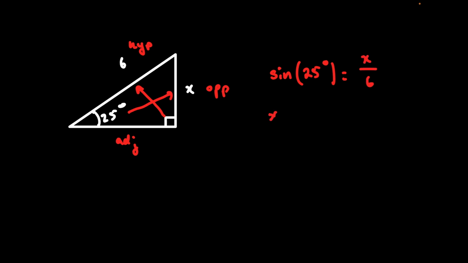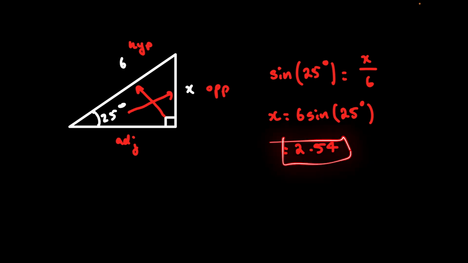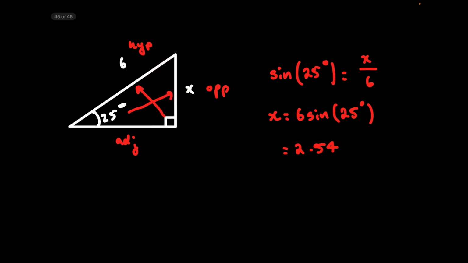To work out what x is, we can times both sides by 6 to get that x is equal to 6 times the sine of 25 degrees. If we just put it into our calculator, we can work out that it's the same as 2.54. And that is the value of x in this question here. Let's keep going. What happens if we have a triangle that looks like this?